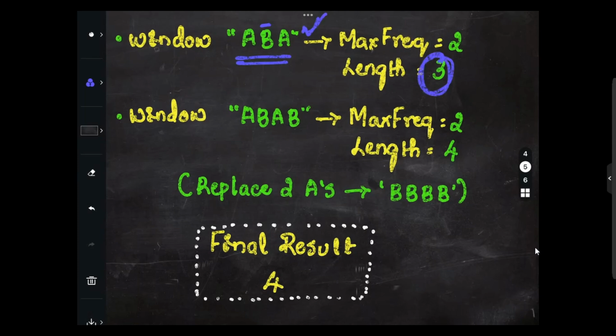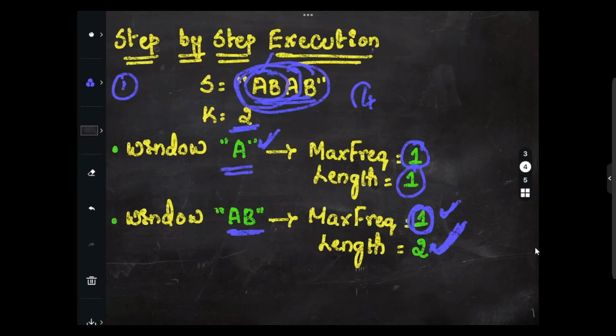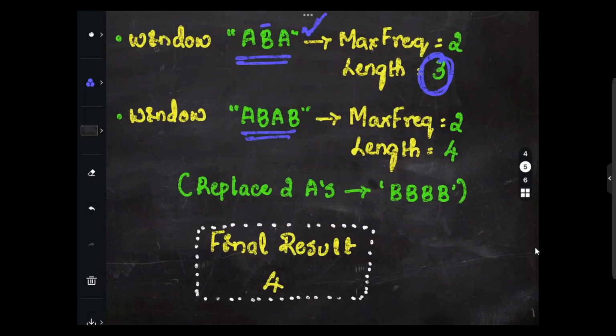Why is length 3 here in this case? ABA. We have length 3, right? So here in this case, window will consider all the 4 letters, AB in this case, right? So A maximum frequency is 2. A is of 2 and B is of 2. Here in this case, maximum frequency is 2.